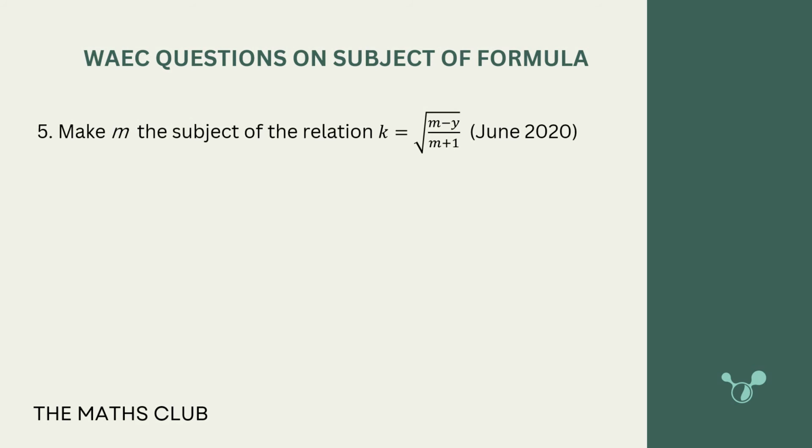Great. Next question says that we should make m the subject of the relation k is equal to the square root of m minus y all over m plus 1. I want you to pause the video and try it out yourself. Welcome back. Let's solve it together.